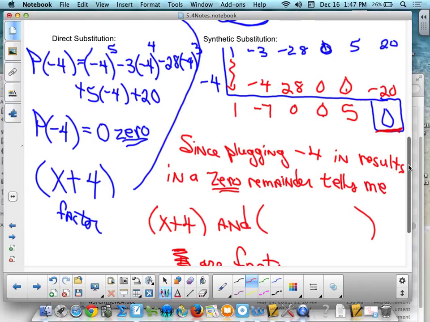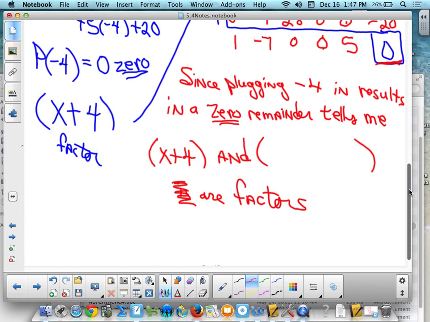These are the coefficients of the other factor. This is the constant, x term, x squared term, x cubed, x to the 4th. What's the other factor? 1 x to the 4th, minus 7x to the 3rd, plus 5. Now, do you realize since this had a remainder of 0, that these two factors, if you multiply them, you get the polynomial you were dividing into in the first place.